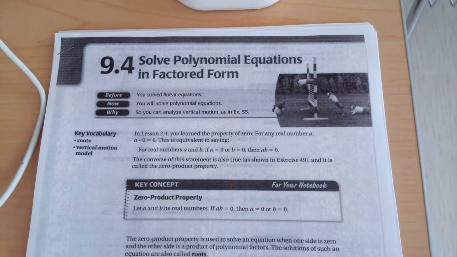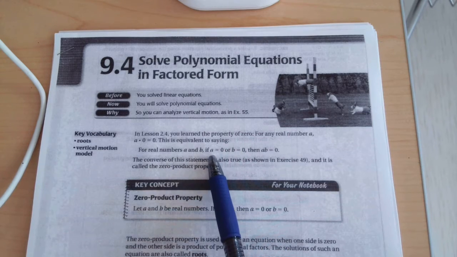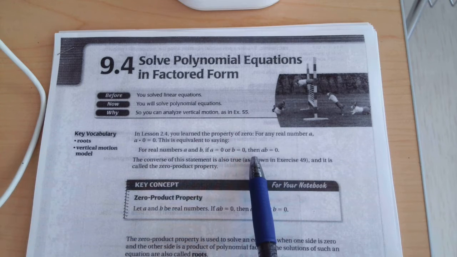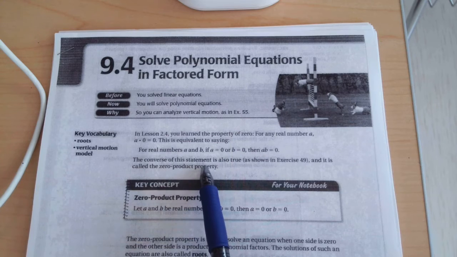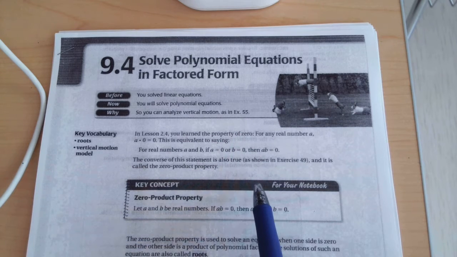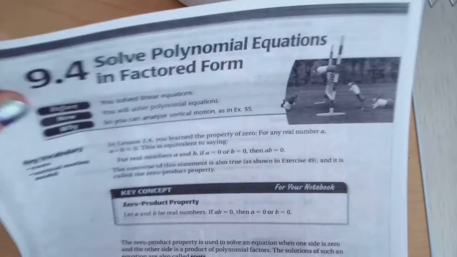Okay, class, we're moving on to 9.4, solve polynomial equations in factored form. I'm just going to read this. For any real numbers a and b, if a equals 0 or b equals 0, then a times b equals 0. The converse of this statement, so basically the flip of the statement, is: let a and b be real numbers. If a times b equals 0, then a equals 0 or b equals 0. So it'll make sense as we do some problems.